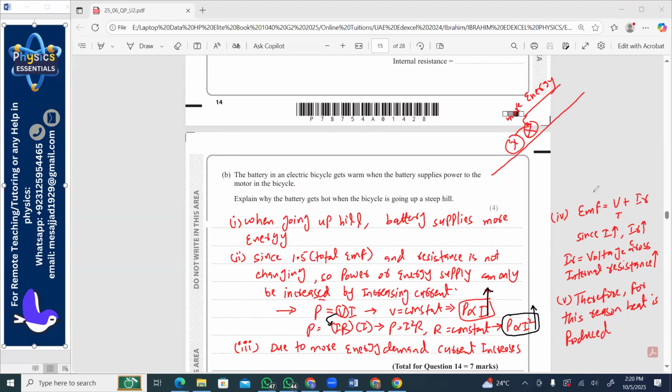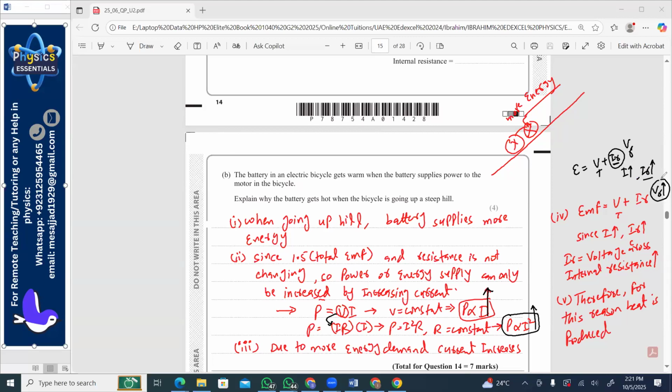So the EMF equation is E equals V plus Ir. Here Ir is the voltage across the internal resistance, small r, V is the terminal voltage and E is the EMF. So when the current is increased, this whole factor Ir is also going to increase. And when Ir is increasing, it means the voltage across the internal resistance is also increasing, right?